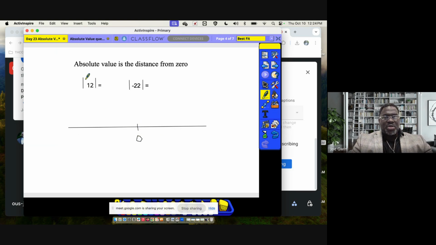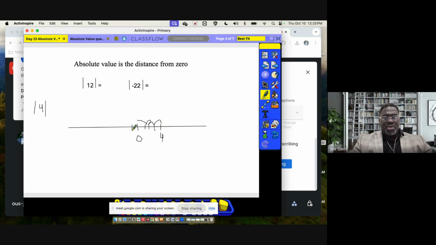But when we're talking about the absolute value, we're going to just count out. I'll do an absolute value of 4. So we have 1, 2, 3, 4. So when we're talking about absolute value, we're talking about the distance from 0. That's what it says there, distance from 0. So we're just counting from 0. 1, 2, 3, 4. So that's 4 units or spaces from 0.